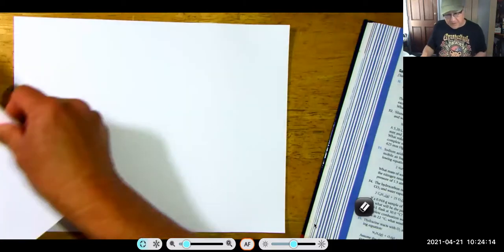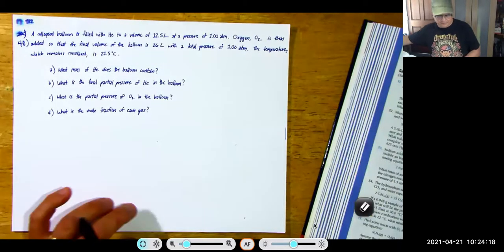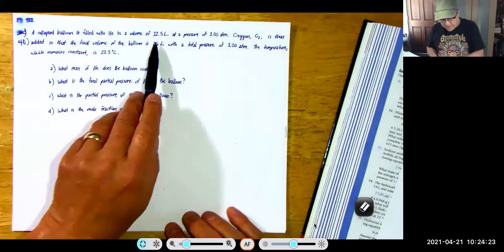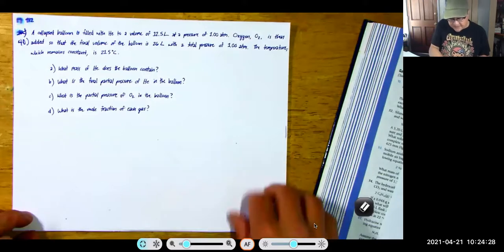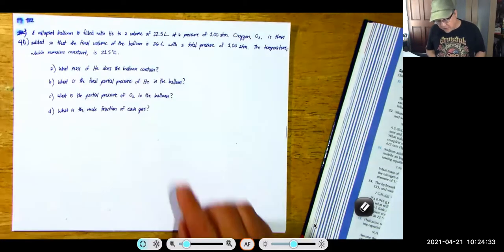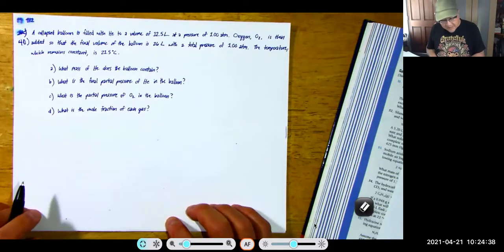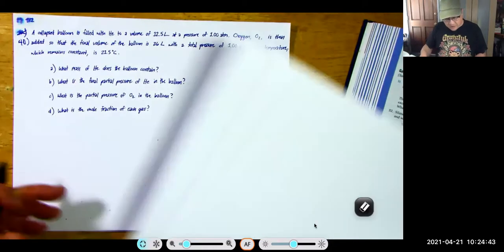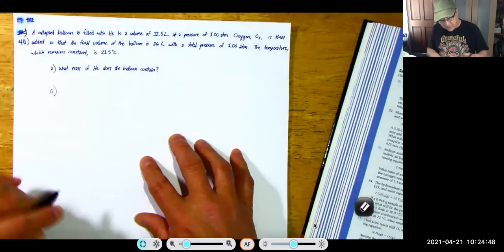So here's number 40. A balloon is filled with helium to a volume of 12.5 liters at a pressure of 1 atmosphere. Oxygen is then added so that the final volume in the balloon is 26 liters with a total pressure of 1 atmosphere. The temperature, which remains constant, is 21.5 degrees Celsius. So if we look at A, what mass of helium does the balloon contain?